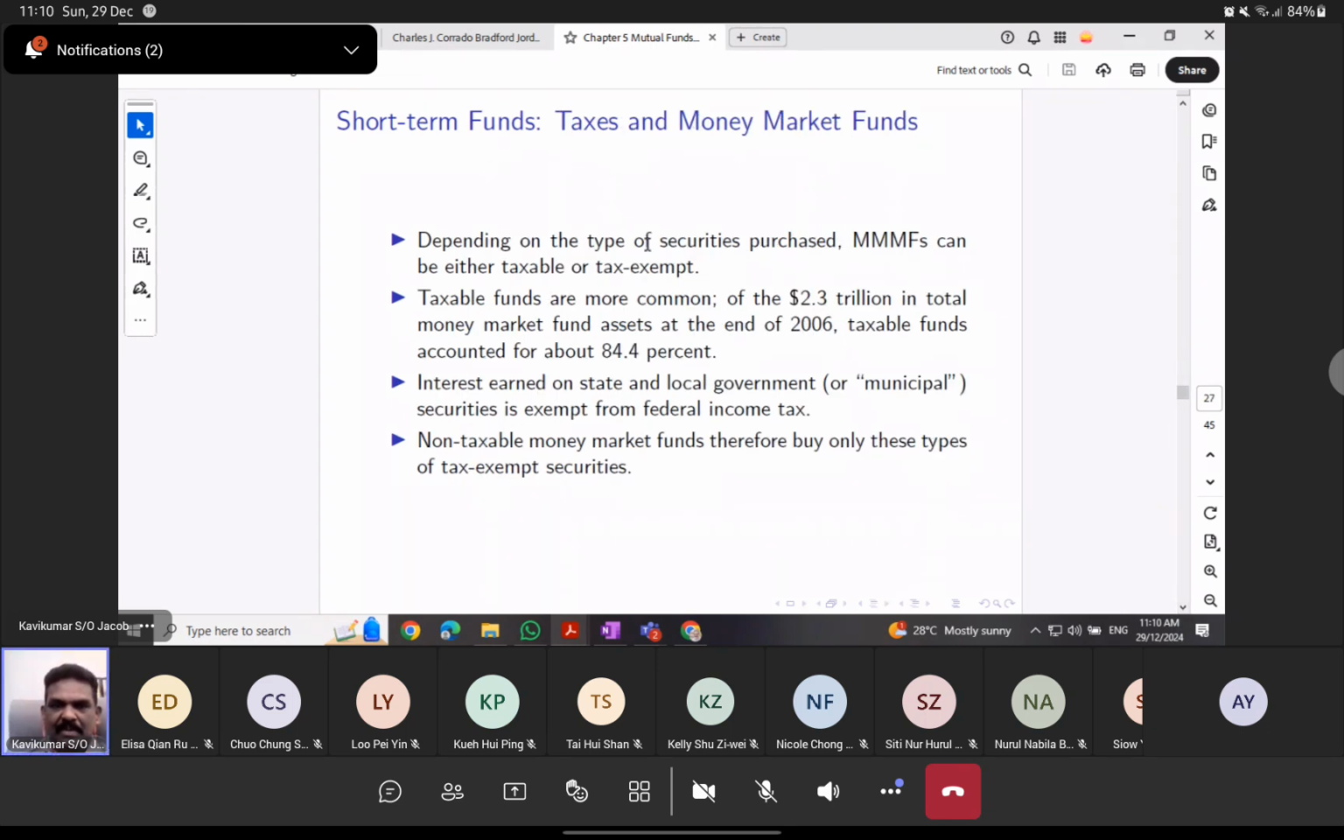Taxes and money market funds depend on the tax status of the securities purchased. So some mutual funds are taxable, and some are not taxable. It depends on what type of securities you have purchased. So a money market fund can either be taxable or tax exempt. Taxable funds are common. Of the 2.3 trillion in total money market fund assets at the end of 2006, taxable funds accounted for 84.4%.